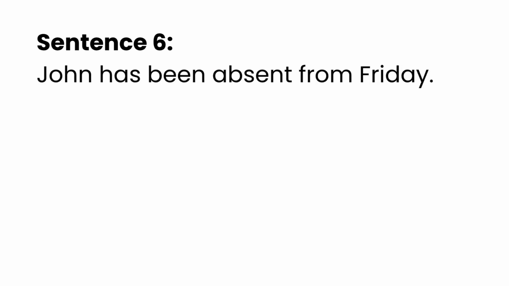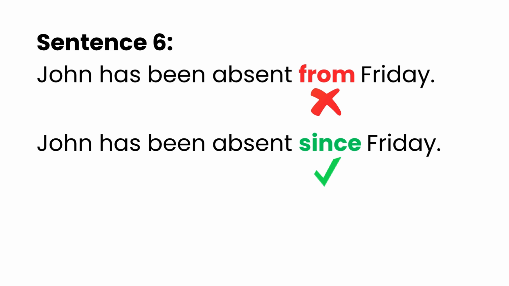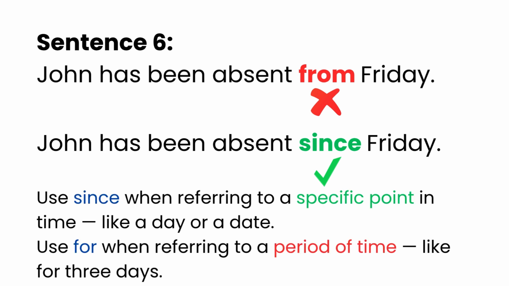Sentence 6. John has been absent from Friday. Something's wrong with the preposition here. We don't say, from Friday. We say, John has been absent since Friday. Use since when referring to a specific point in time, like a day or a date. Use for when referring to a period of time, like for 3 days.